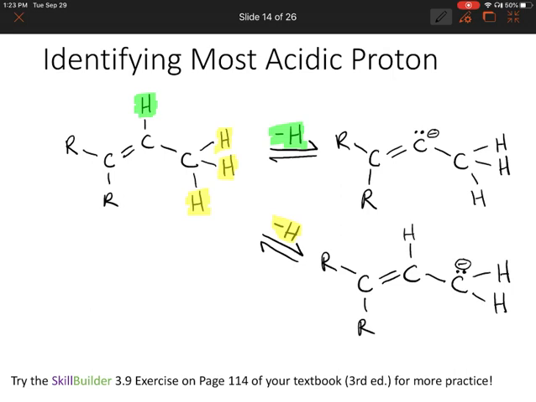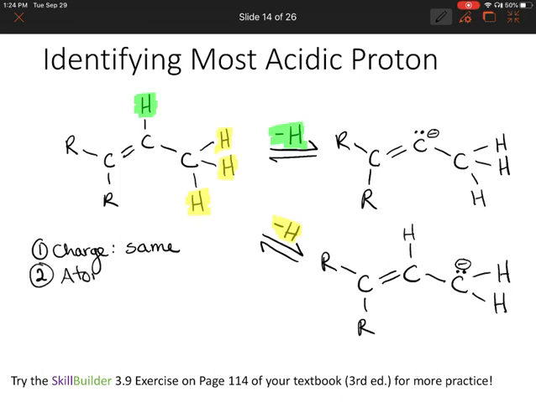Okay, so now we need to determine, is the green hydrogen more acidic or is the yellow hydrogen more acidic? And we're going to figure that out by comparing those conjugate bases. Okay, so let's step through CARDIO. So 1, C stands for charge. Do we have the same charge or different charges? The same charge. Okay, so we'll move on to number 2.